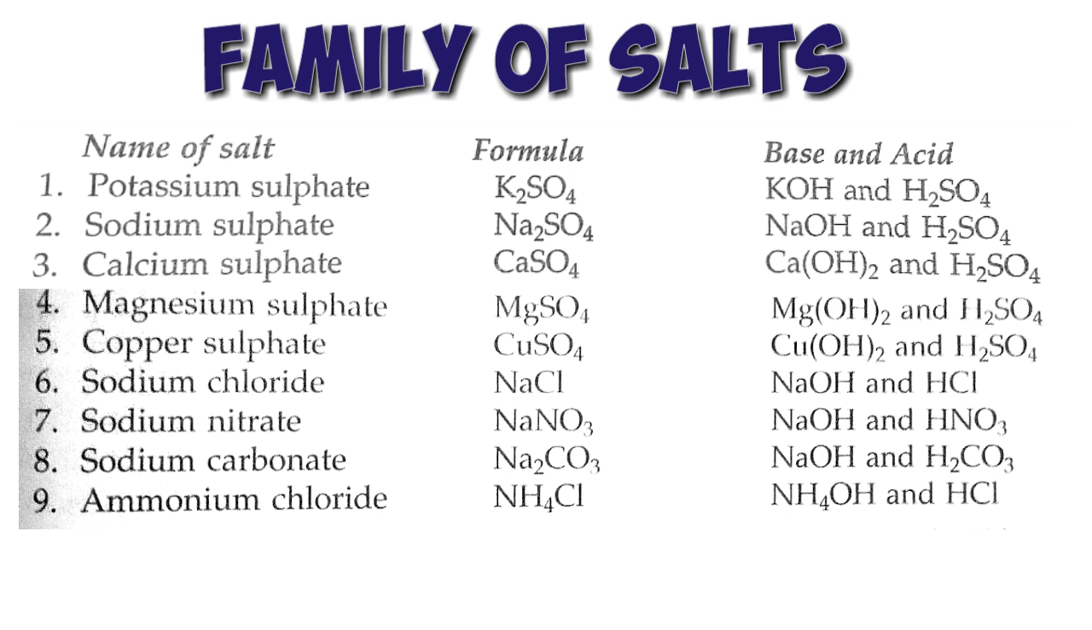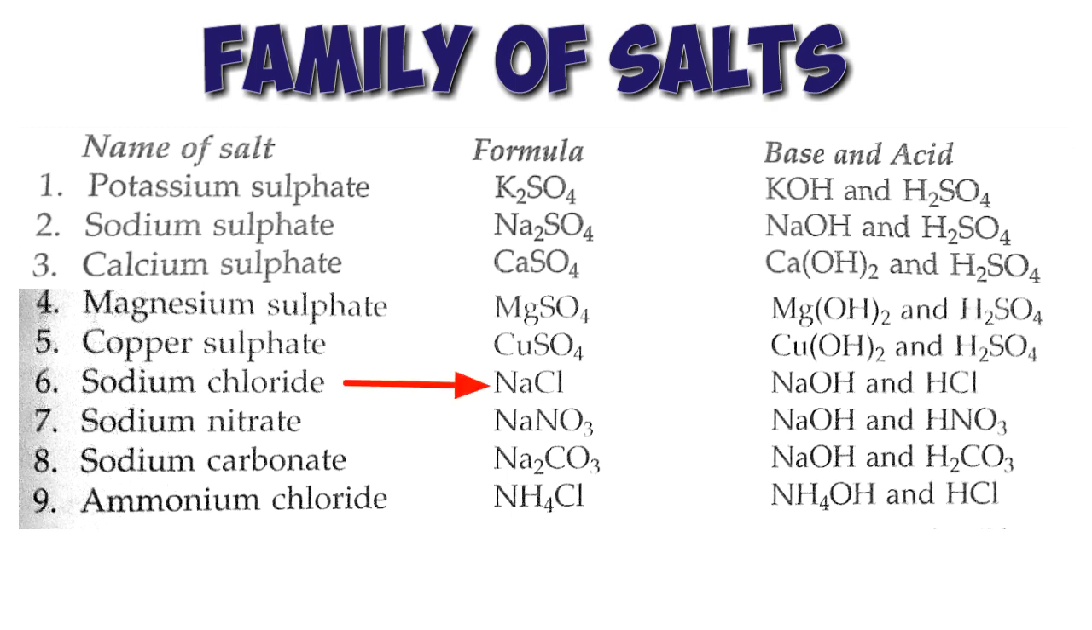Next one, sodium sulphate. Its formula is Na2SO4. Its parent base is NaOH and acid is H2SO4. Next one, magnesium sulphate, MgSO4. Mg(OH)2 and H2SO4 are the parent base and acid which neutralize to give MgSO4. Next one, copper sulphate. Its formula is CuSO4. Cu(OH)2 and H2SO4 neutralize to give CuSO4.